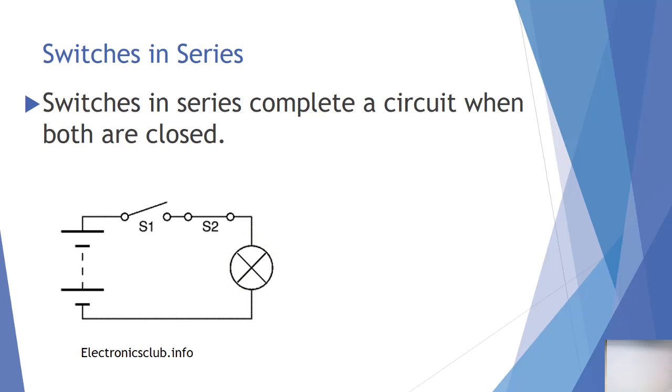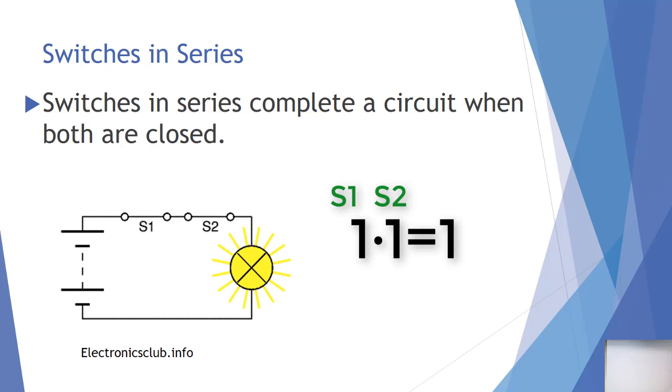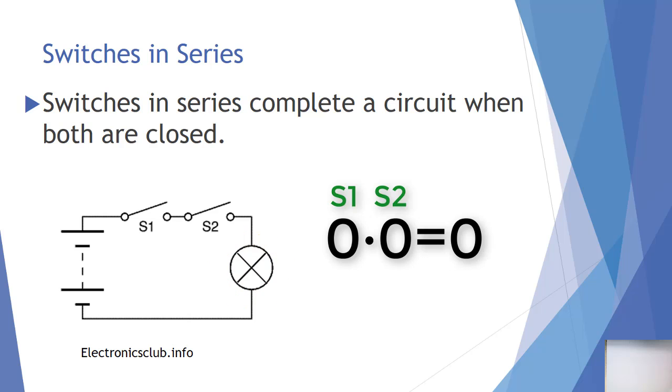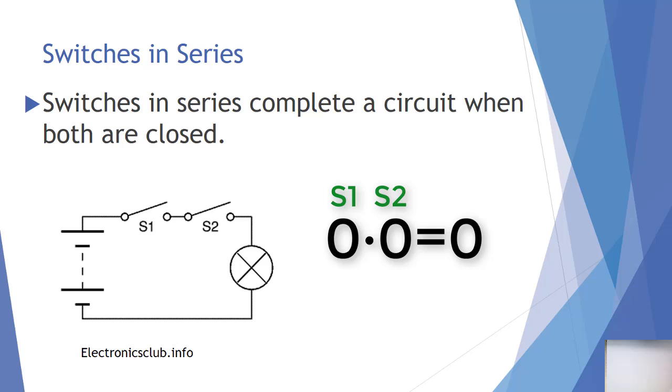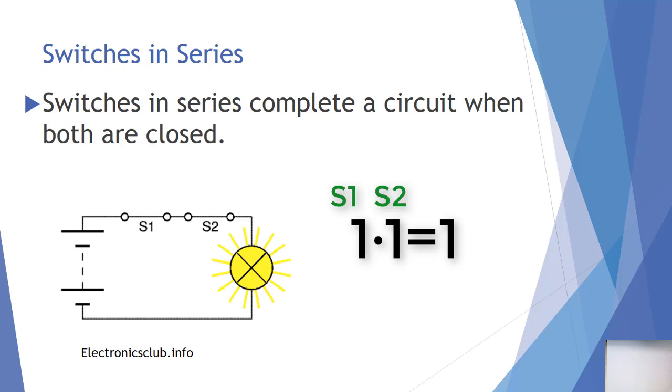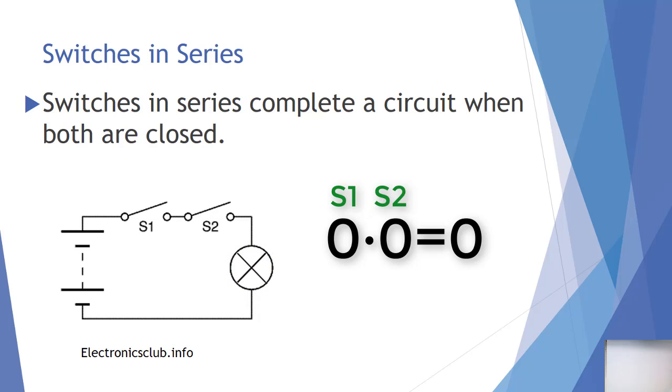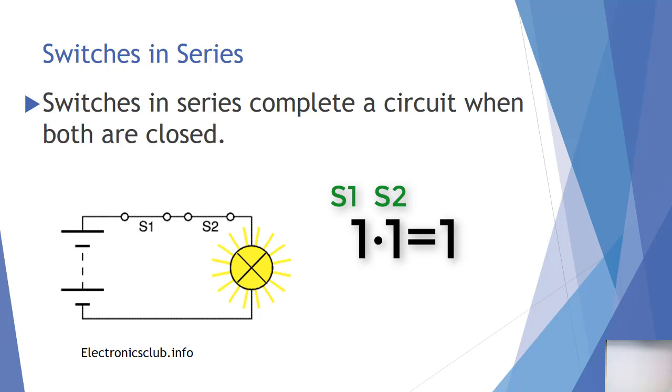We have four possible outcomes with two switches in series. 0 times 0 is 0, of course, because if both switches are open, we get no flow. 0 times 1 is 0, that is to say if one is open and one is closed, we still have no flow. 1 times 0 is also 0. Again, one open, one closed, no flow. But 1 times 1 in Boolean algebra is 1. That is to say, when both switches are closed, that's the only way we can get an outcome of 1 or have current flow.